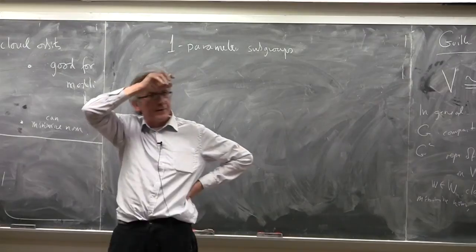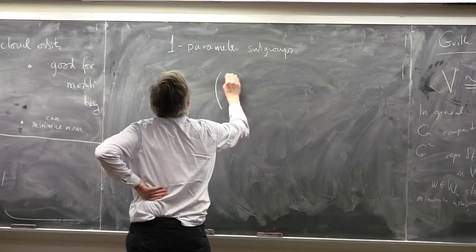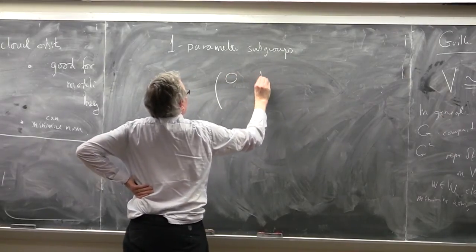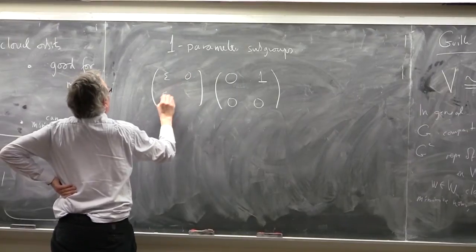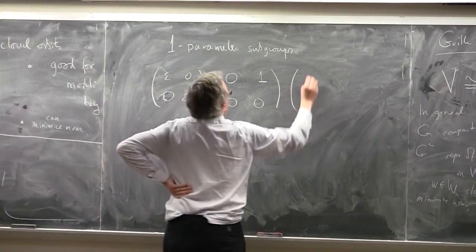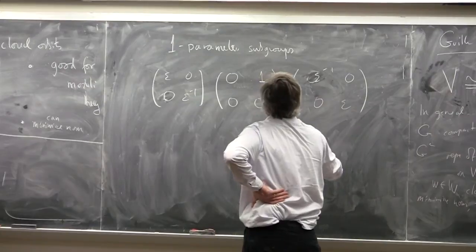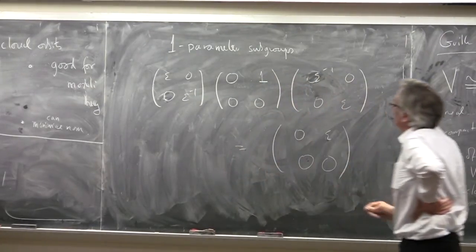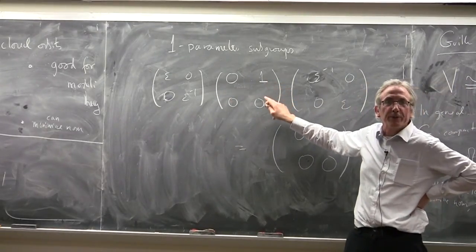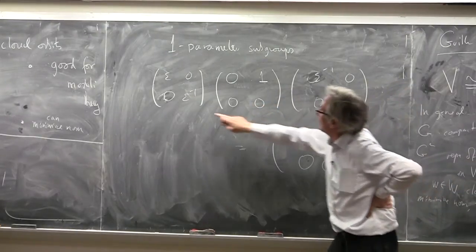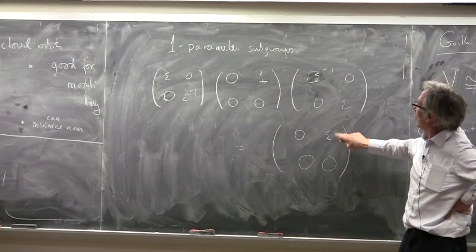Let's think about our example of the diagonal matrices. What happens is we take the typical orbit that we count. This is a way of seeing why we can't minimize the norm in this non-diagonalizable situation, because when we conjugate by this one parameter subgroup, we can make epsilon go to zero. For all epsilon, these are in the same orbit.